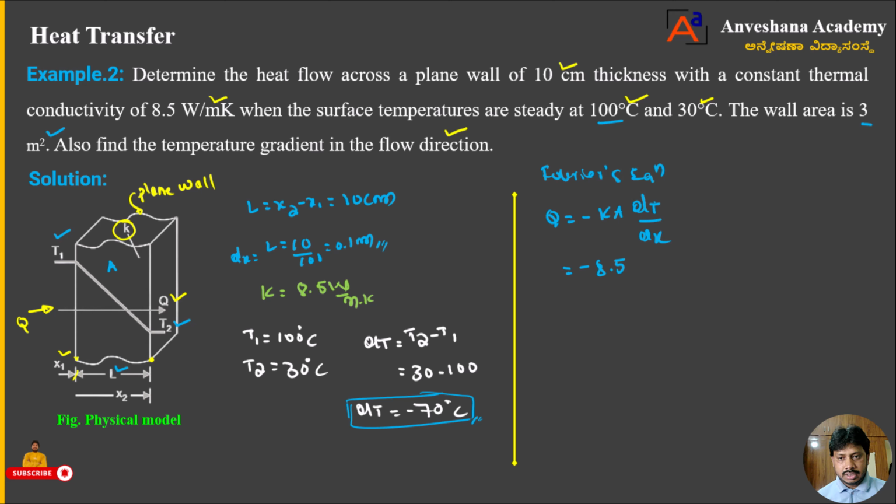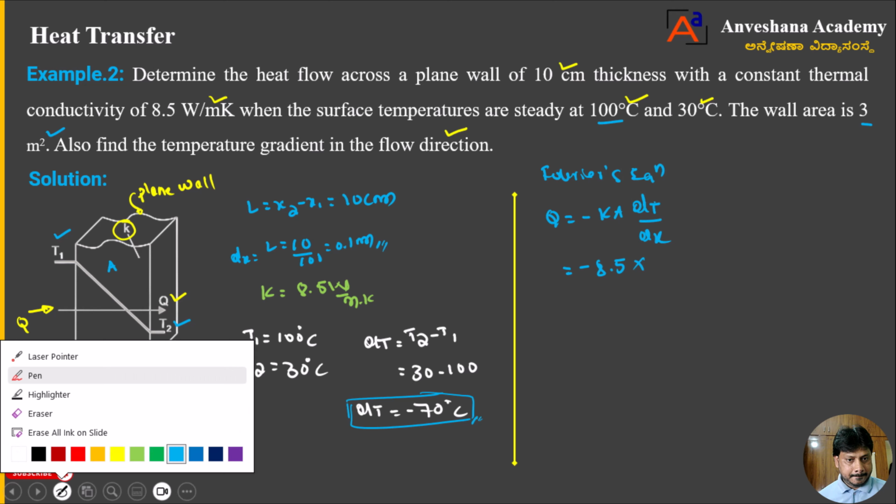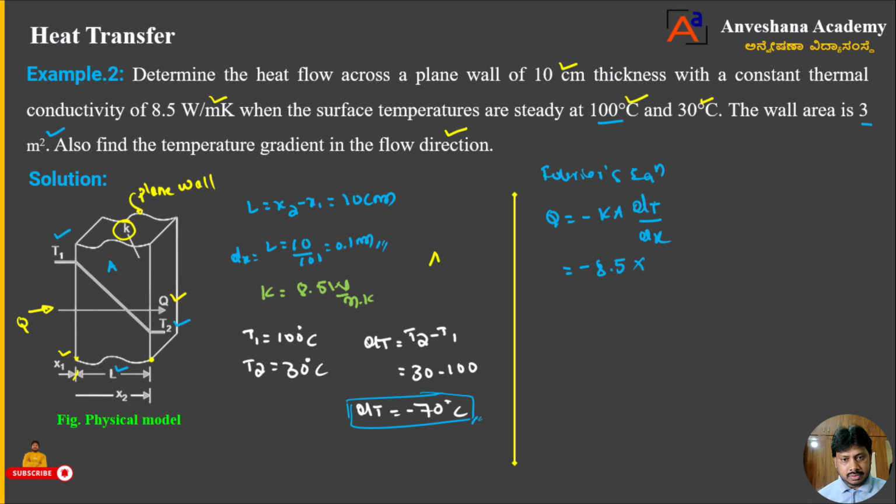8.5 into, what is the area? A is given already. You can mark it, dear students. That A is given in the problem itself, that A is equal to 3 meter square. He has given here 3 meter square. So that I will substitute here now.